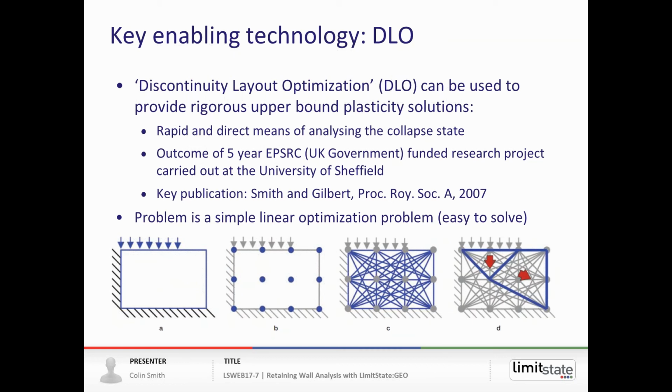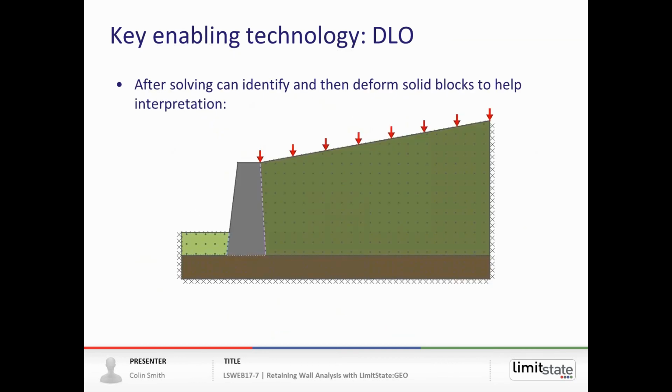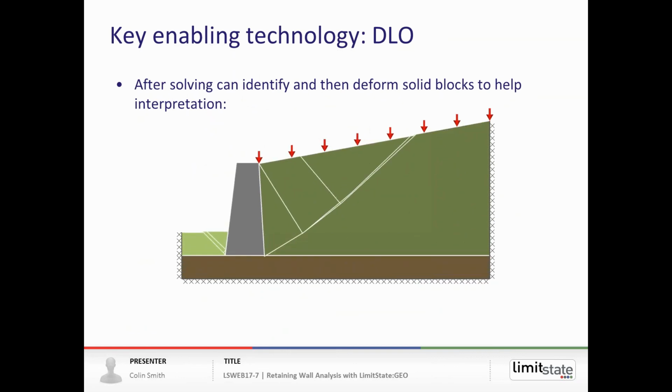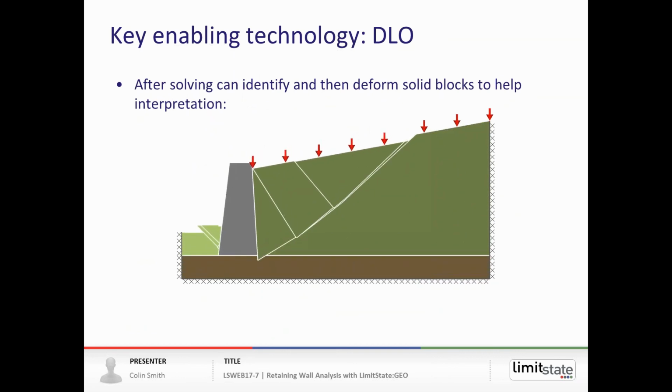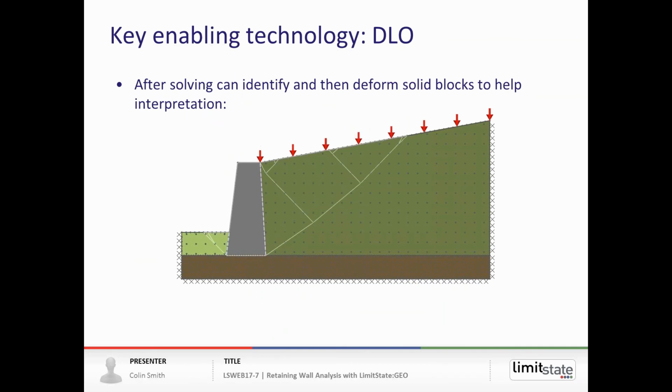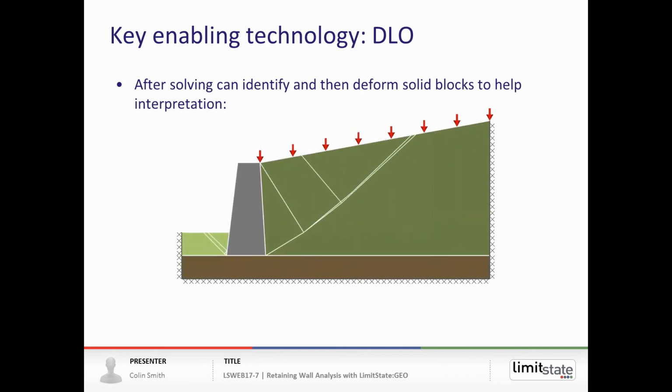and we get the mechanism shown in D. Now, we can extend that to use not just 12 nodes, but thousands of nodes and millions of potential slip lines and wedges, and that essentially is what LimitState GEO does. So it's taking well-known methods that are well established in textbooks, but just automating them and allowing you to extend them to thousands and thousands of sliding wedges. After the problem is solved, those slip lines can be connected up and deformed as solid blocks, and this animation is really here to aid interpretation, shows you that if collapse occurred, what it would look like.